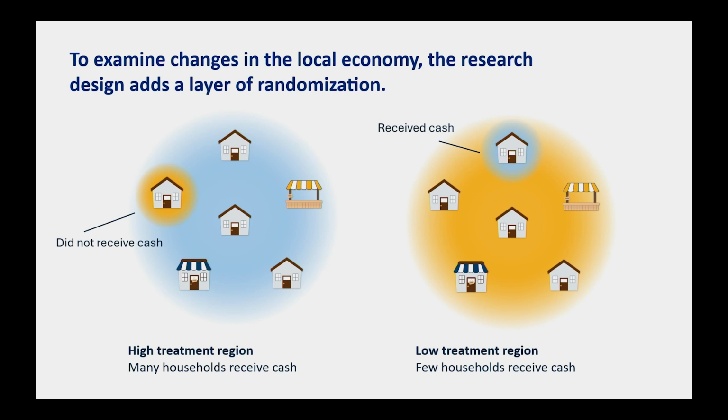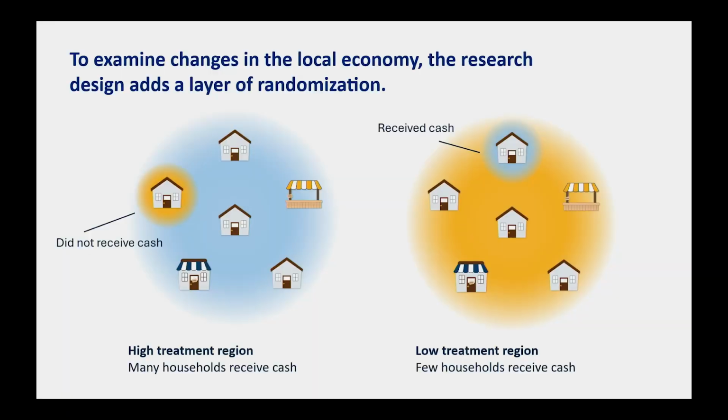Now look at this design. You'll see the colors don't line up perfectly, and that's by design. If you look at the left, the blue circle is the high treatment region. There, the vast majority of poor households are getting cash transfers, but some don't. Some are randomized in, some are randomized out. What's the reason for that? Analytically, in terms of the statistical analysis, that orange household in the blue region that didn't get cash allows us to separate out the effect of getting cash from the spillover effect from the local economy. They didn't get cash, but they're in a region where most people around them got cash.